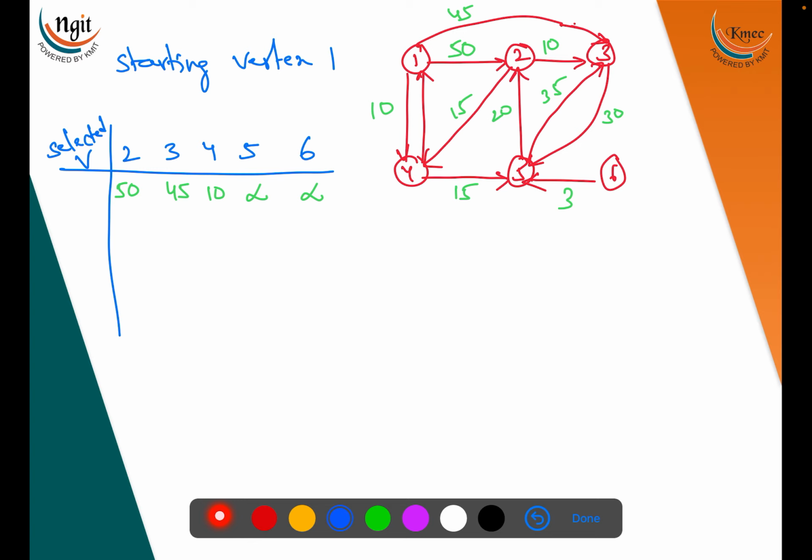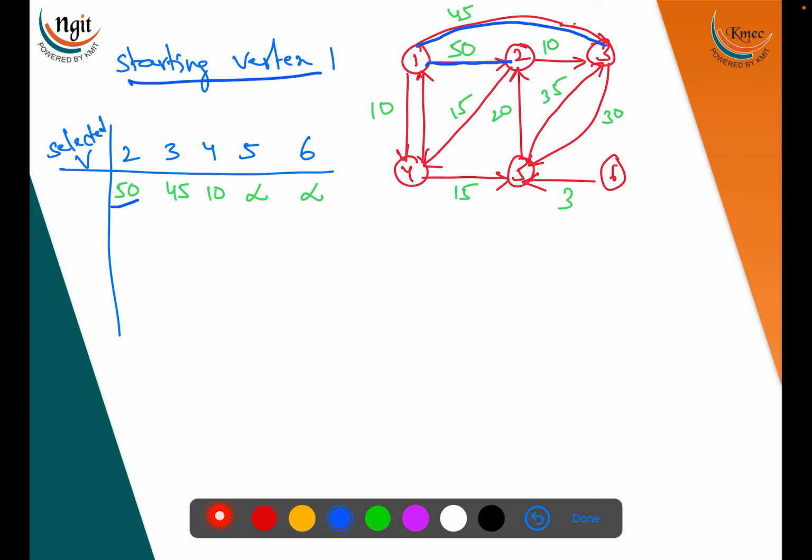Now, as far as this problem is concerned, I am taking the starting vertex as 1. From 1, what are the paths you can see? From 1 to 2 the cost is 50, we updated. 1 to 3 the cost is 45, we updated. 1 to 4 the cost is 10. 1 to 5 you don't have any path, so it is infinite. 1 to 6 also it is infinite.